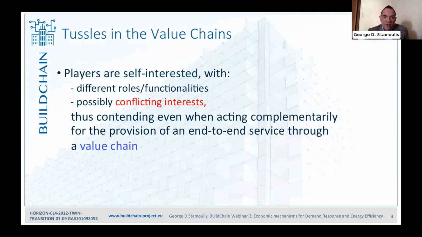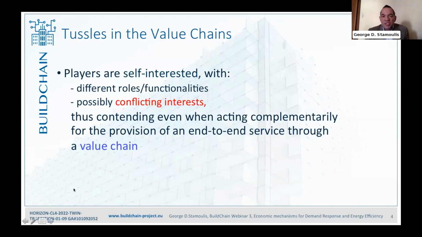They have their own roles and functionalities, but at the same time, although they act complementarily, they have a conflict in interest, because in this value chain they will have to share among them the income, the price that I pay for this service.